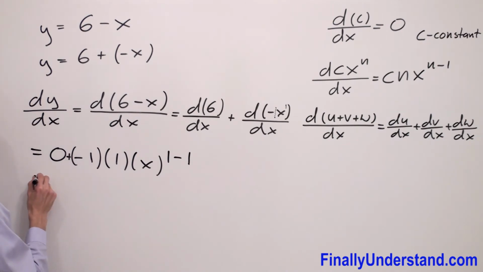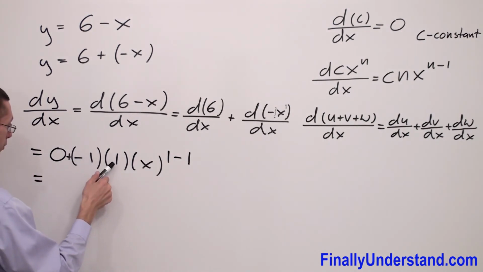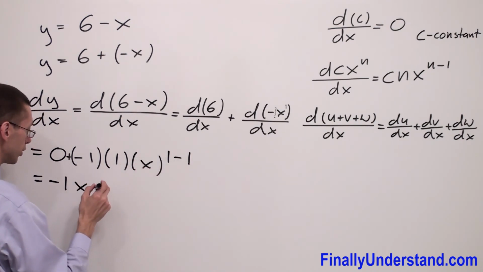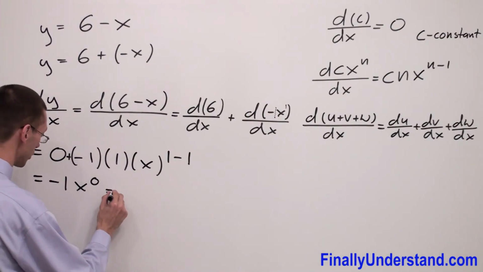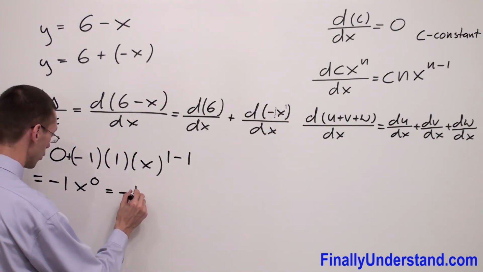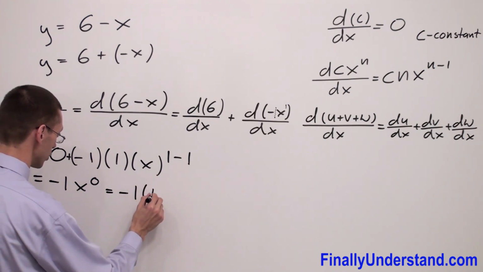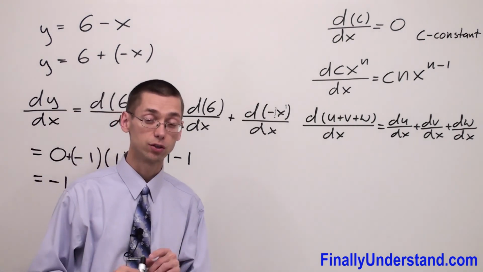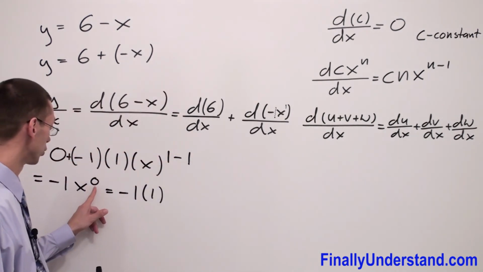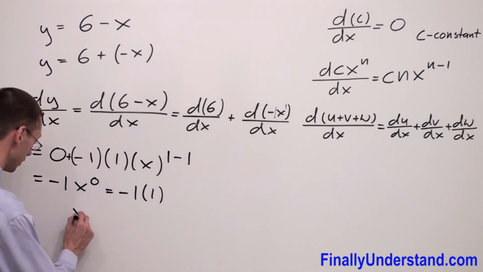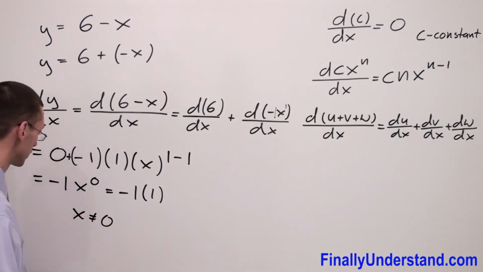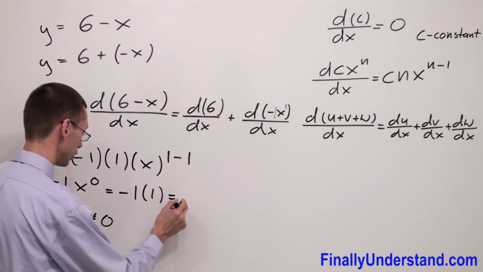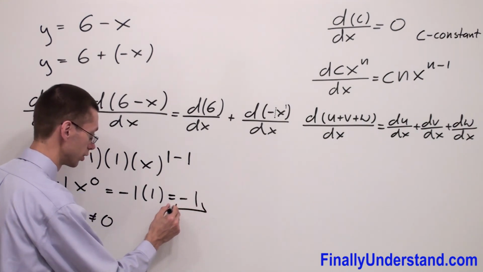So let's take a look at what we have. Negative 1 times 1 is negative 1. I have x to the power 1 minus 1, which is equal to 0. This is equal to negative 1 times 1. Please keep in mind that any number besides 0 raised to power 0 is equal to 1. That's why I'm going to write that x must be different than 0. So I'm going to have negative 1 times 1, and everything is equal to negative 1. And this is the solution to my problem.